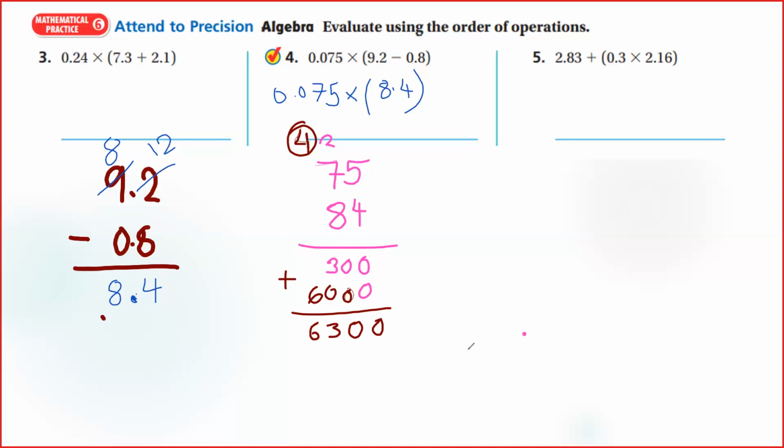Now then, how many digits do you have for the first number? We have 3 digits. And for the second we have 4, so here we have 3 plus 4. So how many places do we have to move? Four. 1, 2, 3, and 4. So here will be the decimal point. Is it right? Yes. So here the final answer is 0.63.